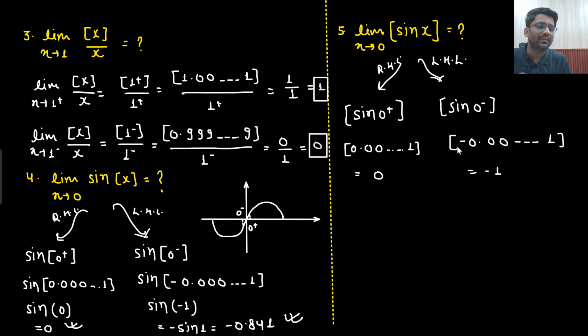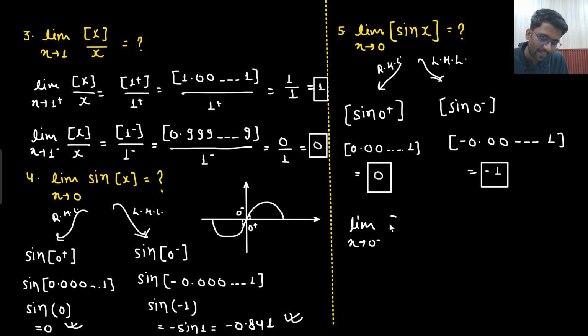What will the greatest integer be throwing? Just lesser integer, which is -1 here, and here just lesser integer, which is 0. So right hand limit will give me 0 and left hand limit will give me -1. That means limit does not exist, but in the examination they will not be asking this particular thing. In the examination they will be asking what will be the value of the greatest integer of sin x.